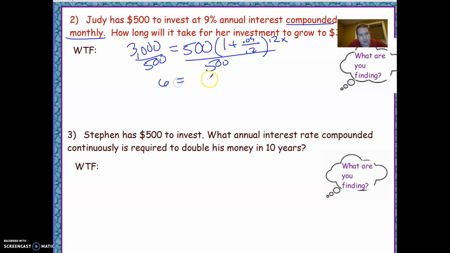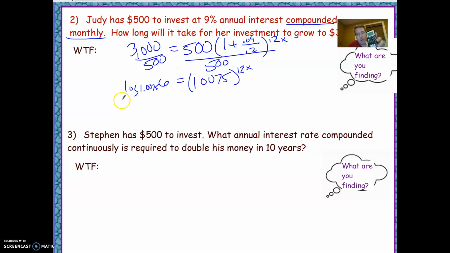That gives me 6. I can simplify this. 0.09 divided by 12 gives me 0.0075. So add that to the 1, that's 1.0075 to the power of 12x. Okay, so now I'm going to do log base 1.0075 of both sides.